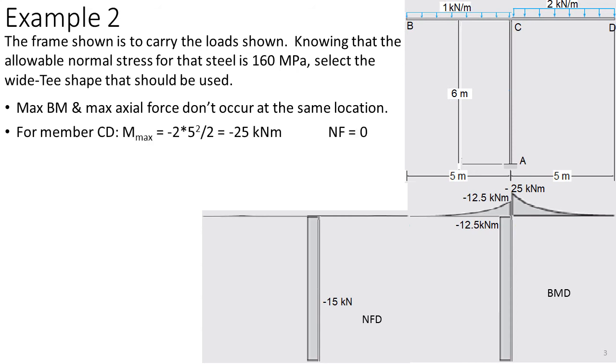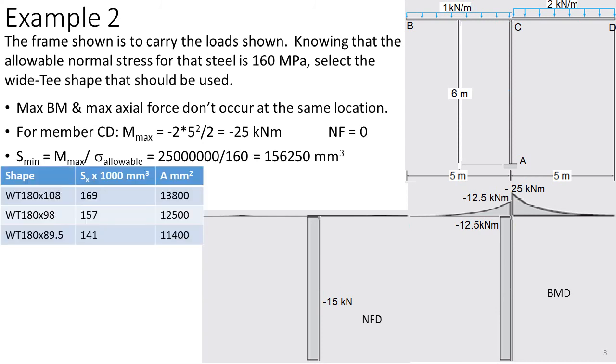So for member CD, the one having the maximum moment of negative 25 kilonewton meter, the normal force is equal to 0. So S minimum is simply the minimum section modulus that we need, which will be that maximum moment, after unit conversion in Newton millimeter, which will be 25 million Newton millimeter, divided by 160. This will give us 156,250 millimeter cubed.